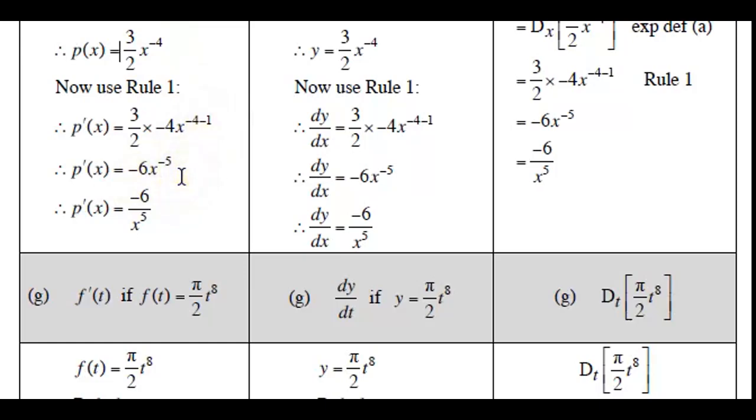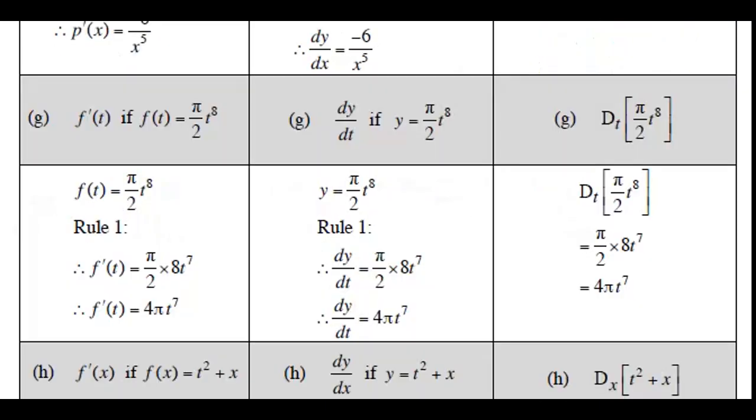And then you need to make it look like it's a positive exponent again. So x to the minus 5, push it down to the denominator, and now it'll become x to the positive 5. All three questions are the same, it's just the notation that is different.